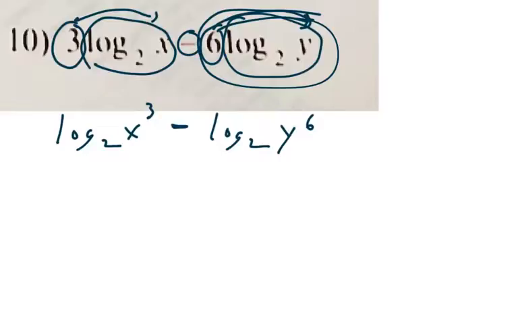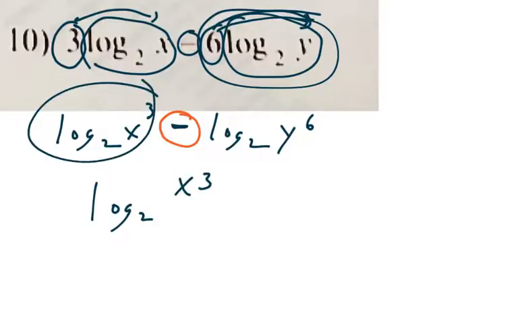Now what? The next rule we're going to discuss is minus. With logs, guys, whenever you minus, it's a division problem. So what I'm going to end up with is a log base 2 of x cubed, and that minus right there means I'm going to divide by the y to the 6.